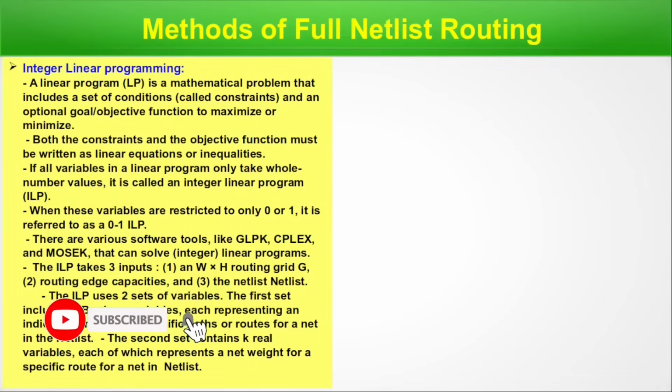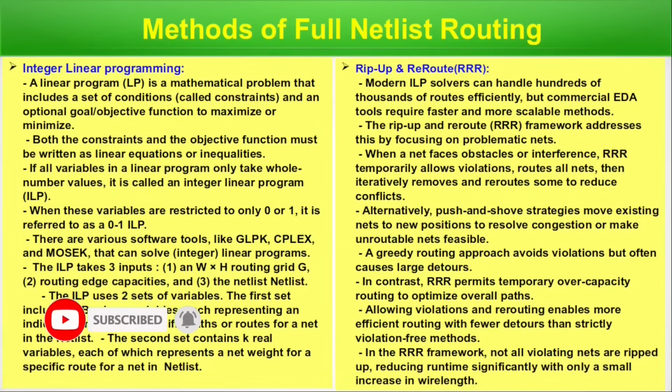Methods of full netlist routing. There are two methods: integer linear programming and rip-up and reroute, that is RRR. A linear program is a mathematical problem that includes a set of conditions called constraints and an optional goal or objective function to maximize or minimize. Both the constraints and the objective function must be written as linear equations or inequalities. If all variables in a linear program only take whole number values, it is called an integer linear program. When these variables are restricted to only 0 or 1, it's referred to as 0-1 ILP. There are various software tools like GLPK, CPLEX and Mosek that can solve linear programs.